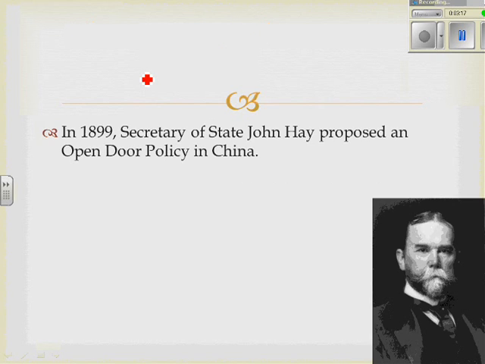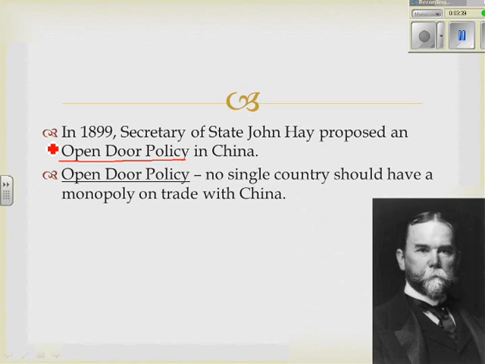Well, in 1899, we have the open door policy, which is really a perfect name for it. Opening the door to China, meaning the United States wasn't allowed to get involved in trade in China because we didn't have a sphere of influence. So the United States says, well, that's not fair. Other countries want to get involved, or maybe the Chinese want to trade with other countries. So the United States adopts the open door policy, which simply means no single country should have a monopoly on trade in a particular area. It allows the United States to get involved in trade with China.